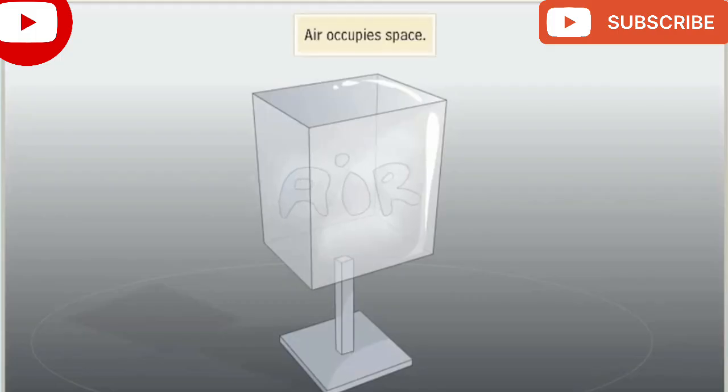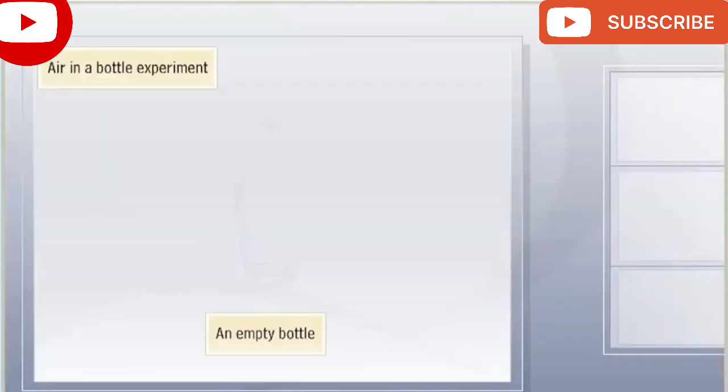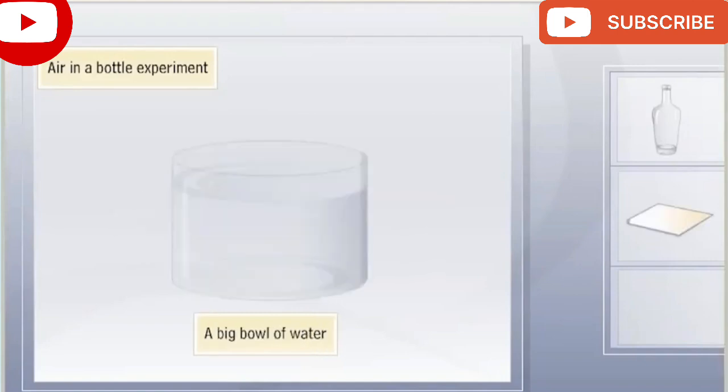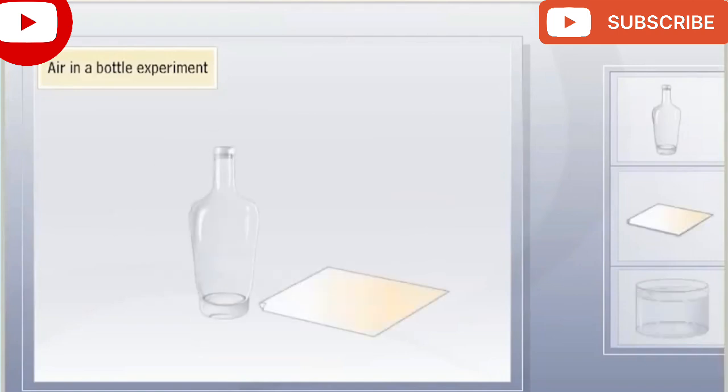Like all other states of matter, air occupies space. Let us conduct an experiment to verify this property of air. You will need an empty bottle, a paper tissue, and a big bowl of water. Roll the paper tissue into a small ball and push it into the bottle.